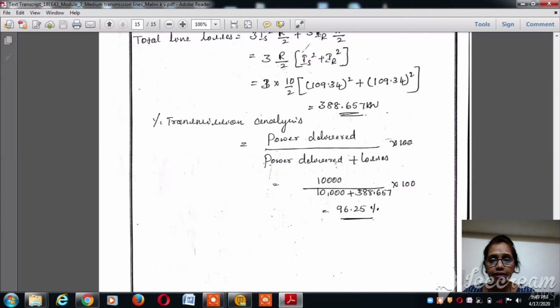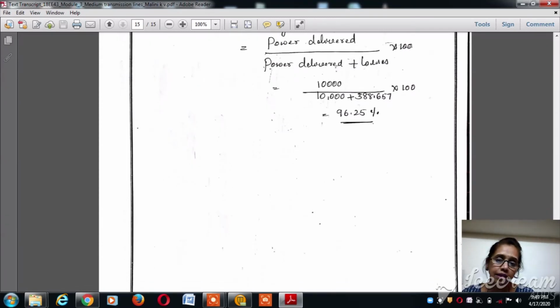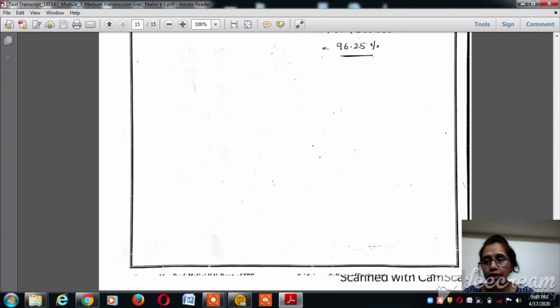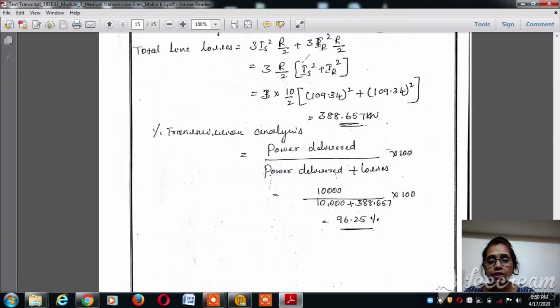After calculating the line losses and the power delivered, we can calculate the percentage transmission line efficiency. Percentage transmission efficiency is equal to power delivered divided by power delivered from the sending end plus losses. So power delivered at the receiving end is 10,000 divided by 10,000 plus losses, which is 388.657. Total percentage transmission efficiency is calculated as 96.25%. So far we have calculated the percentage transmission efficiency using the nominal T method.